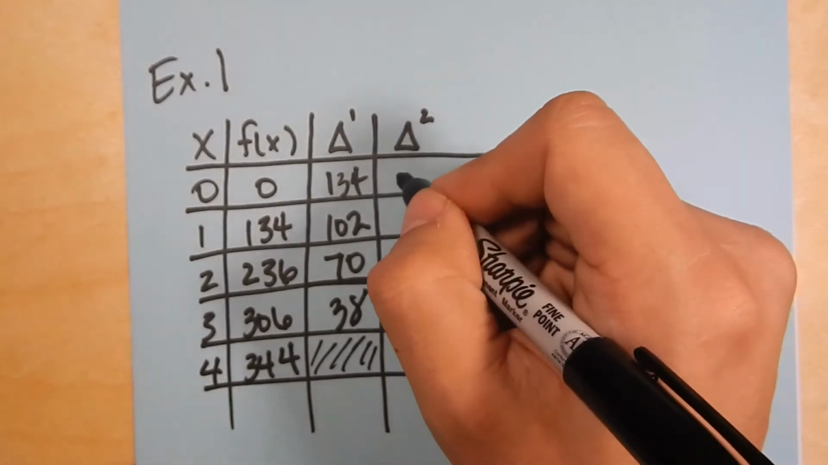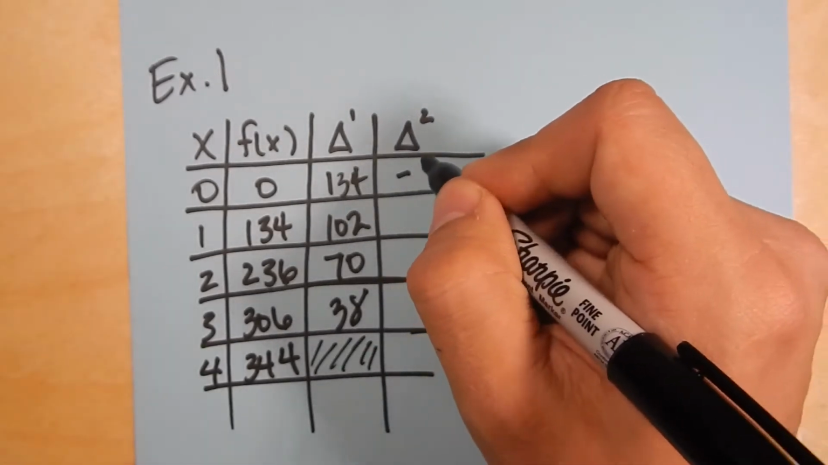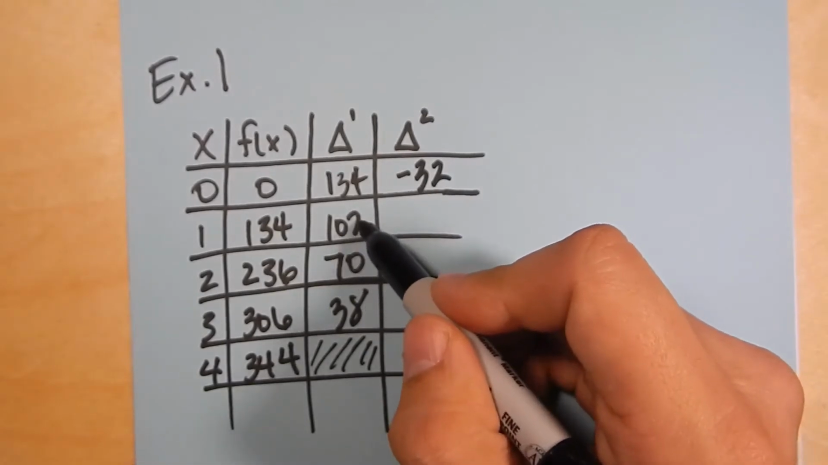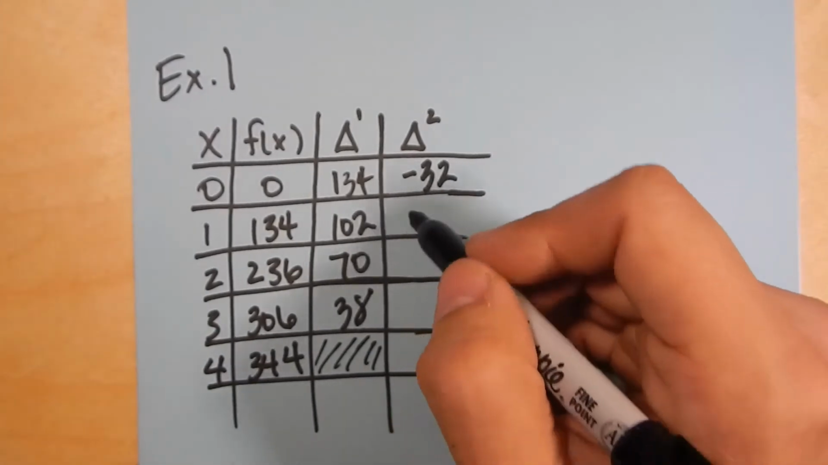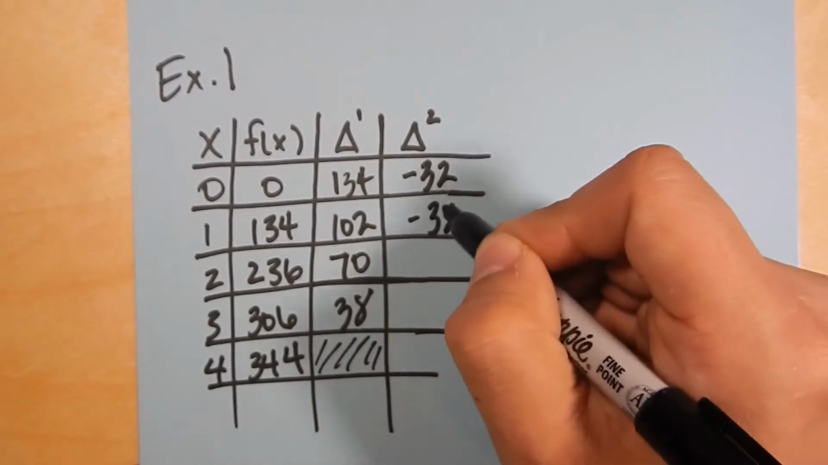Now notice we get a negative number, which is okay. Sometimes we do. That's a negative, what is that, 32. And then we take 70 minus 102. Again, it's a negative. And the difference here is also 32, which is looking good.